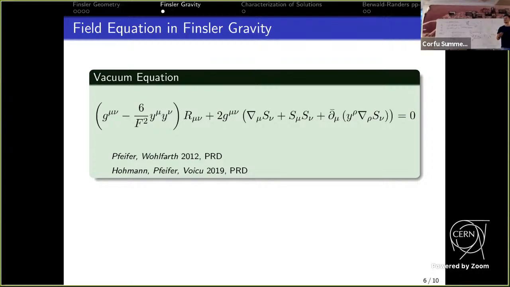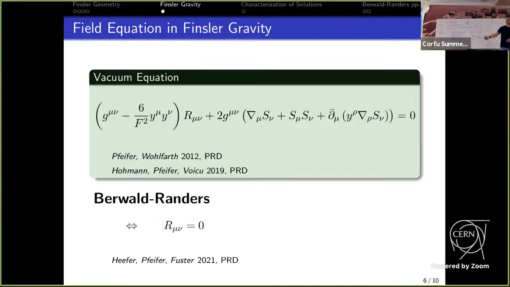So usually on a Lorentzian manifold, you have the Levi-Civita connection, which is the unique torsion-free metric-compatible linear connection. In Finsler geometry, you can do the same construction, but you will usually not get a linear connection. And this S, in a sense, measures the nonlinearity of the connection. So for Berwald spaces, which are ones that have a linear connection, this whole part vanishes identically.